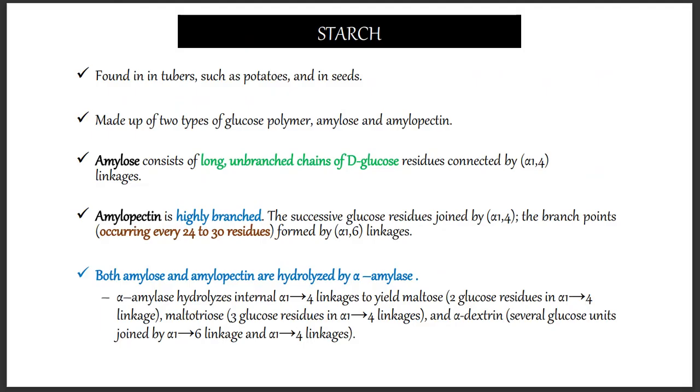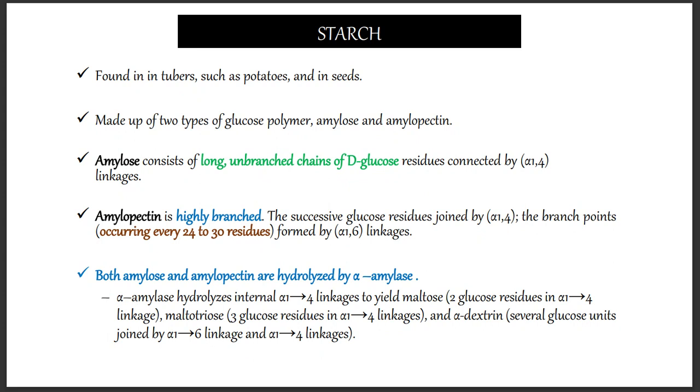Now, starch itself is found in things like tubers, potatoes, and seeds. It's made of amylose and amylopectin. I'll mention again, there is no statement to undermine in biochemistry. I think this one came up, they just said starch is made up of amylose and amylopectin. You get your marks as easy as that.